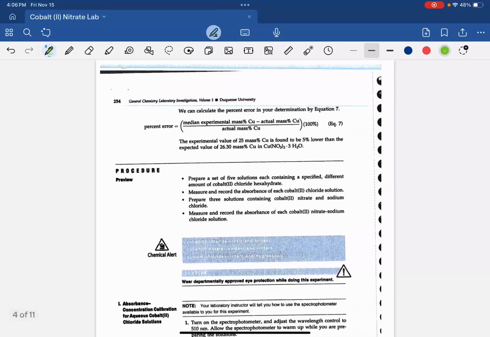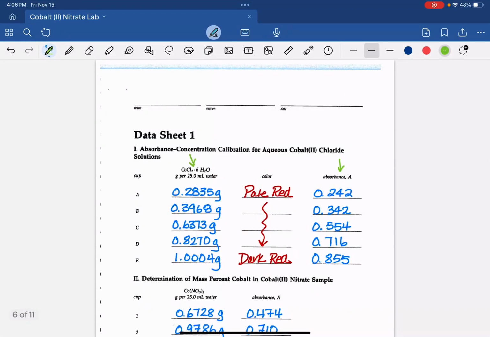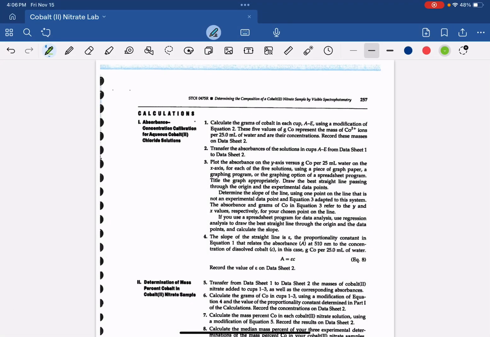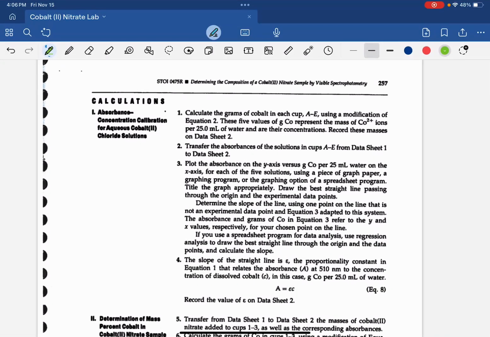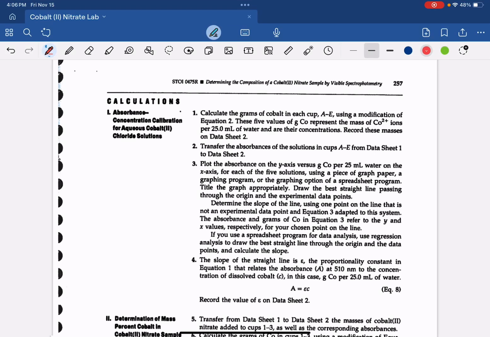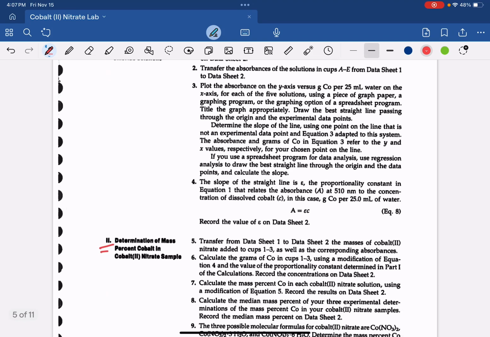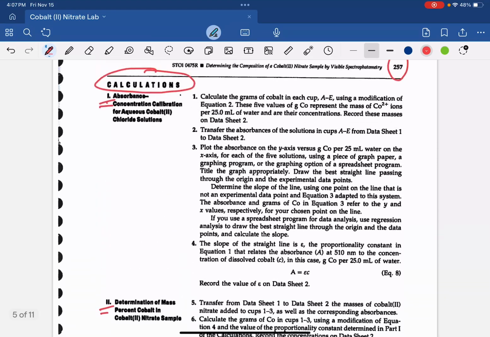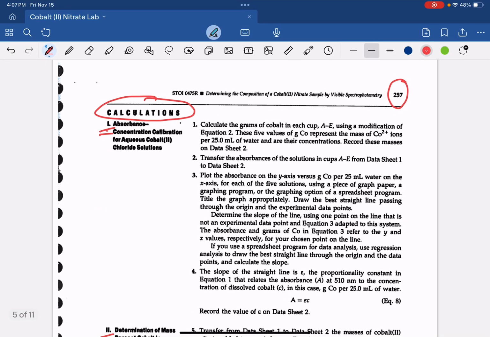All right, so let's slide over, okay? And as I slide over, let me show you one more piece of information. All right, I'll circle this in red. On page 257, this is where your list of calculations are, okay, for part 1 and for part 2. Each of these tasks, 1 through 11, you're going to check off as you go along, okay?